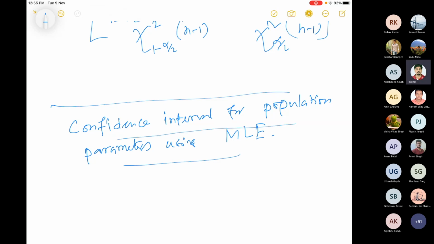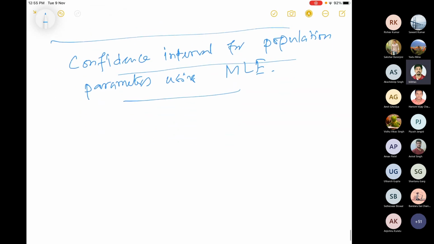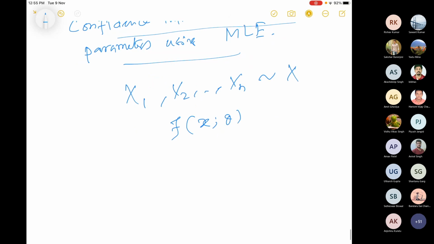Here the simple thing is that we know the problem, we know the context. Here x1, x2, let's say xn, are the random sample, with some distribution of this x. Let's say x has this PDF f(x, theta), and we want to estimate theta. We want to find a confidence interval with confidence 100 times (1 minus alpha) percent, with this much confidence we want to estimate theta.